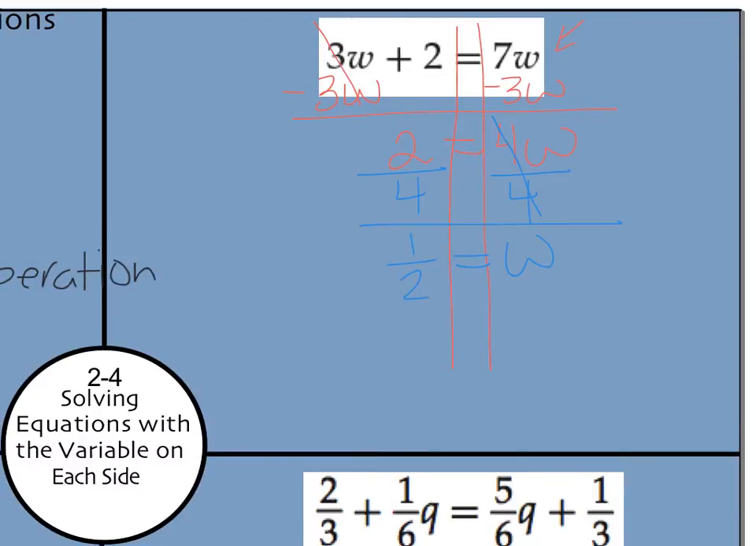So I'm going to check. 3 times 1/2 plus 2 should be 7 times 1/2. Well, I get 3 over 2 plus 2 over 1 is equal to 7 over 2. Change this to 4 over 2, common denominators. Add: 7 over 2 is equal to 7 over 2. So my solution works.